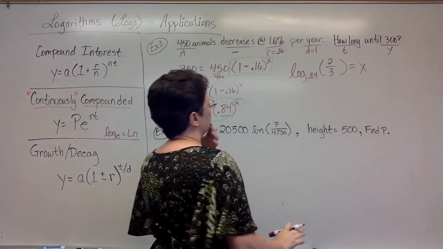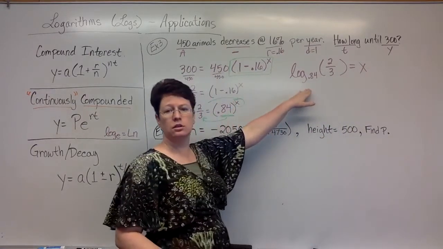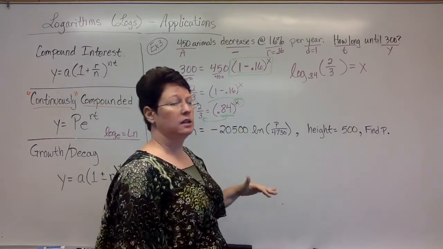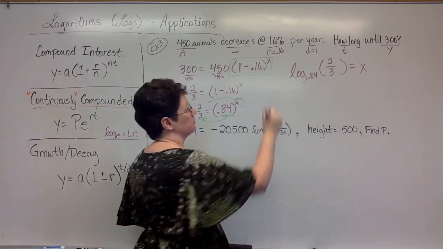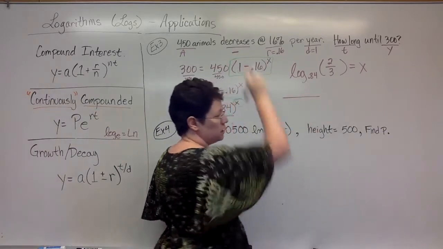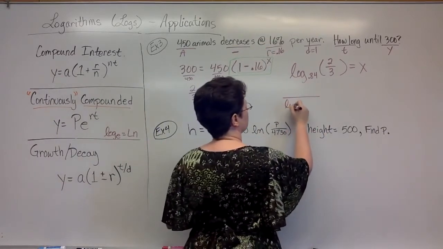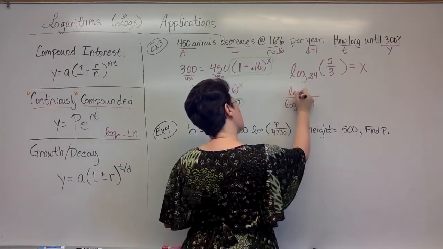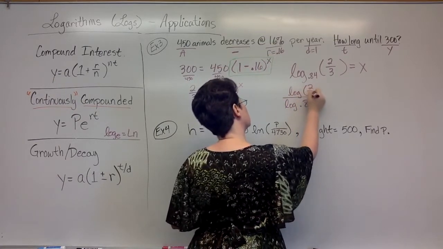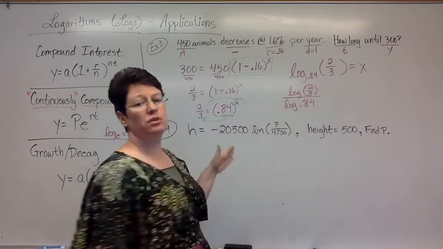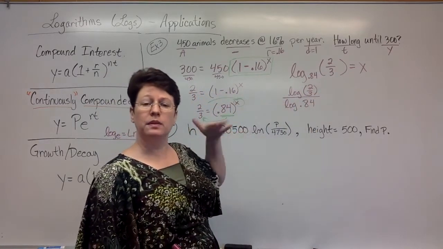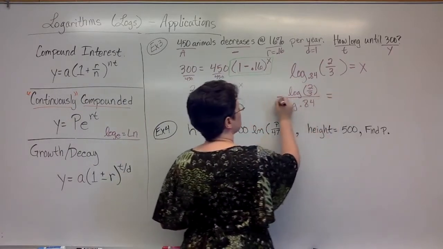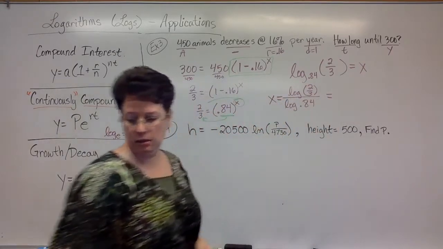So now we got to plug that into the calculator somehow. And I can't use my log button or my ln button, so I'm going to have to use change of base. Okay? Base goes to the bottom. So I have log of 0.84 on the bottom and log of 2/3 on the top. Yes, I know 2/3 is 0.67, but that's if you round it, and I'm trying not to round it. Okay? Let's see what that is.